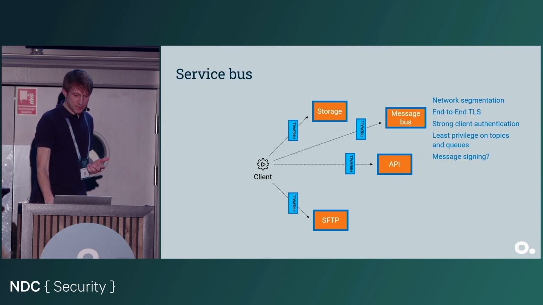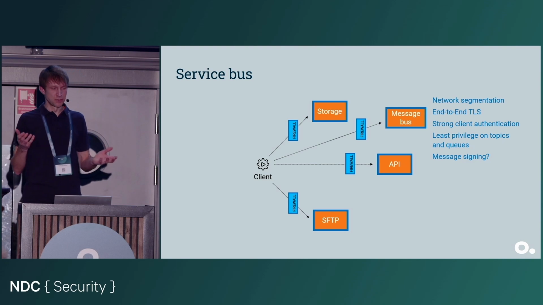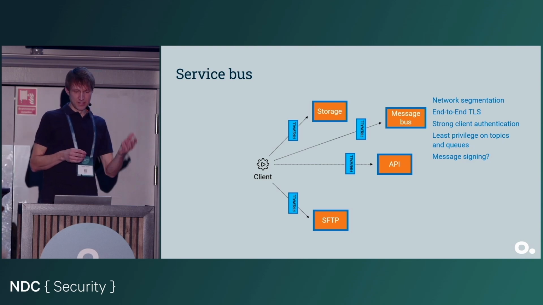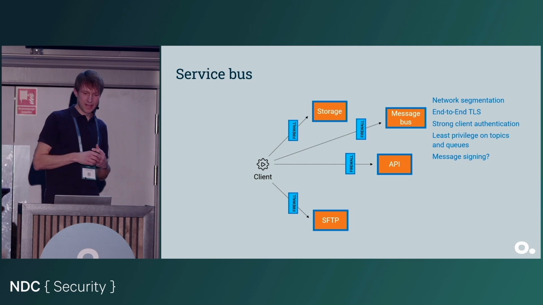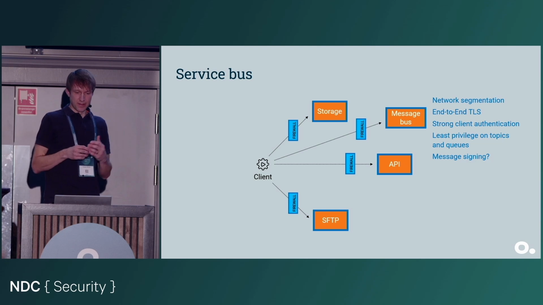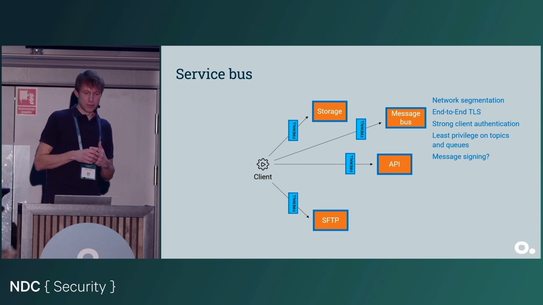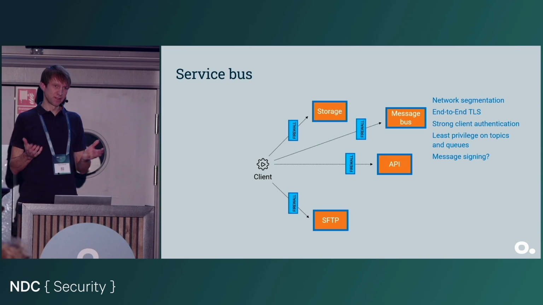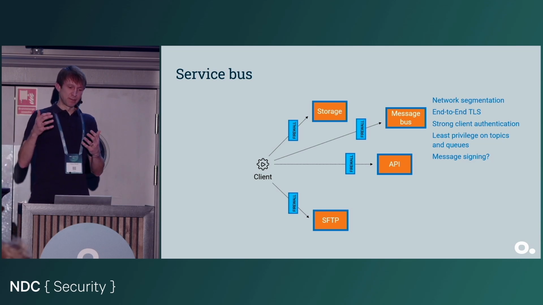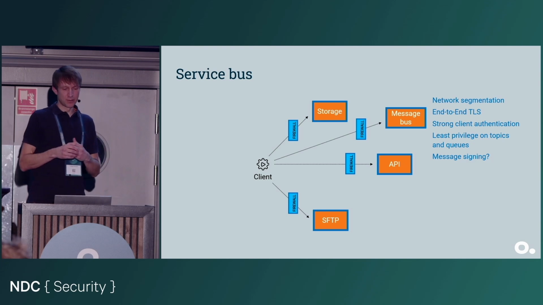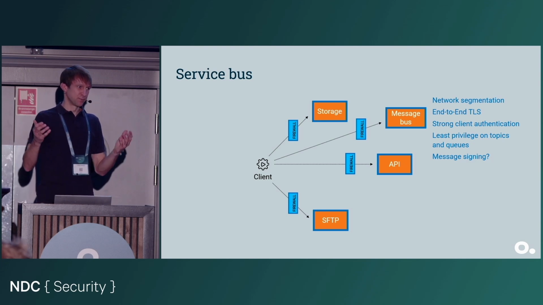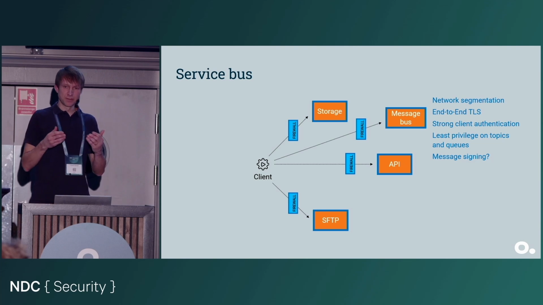And then we have the message bus, and we can do what we can there in the same way with the network segmentation. We have good transport layer security, and we try to do strong client authentication. Then we need to do least privilege configuration for the topics and queues in the same way as we had worked with scopes or FTP accounts or file access. And maybe we also need to consider message signing, because if there are a lot of people putting messages on the same queues and topics, how can we know which client put which message, right? So we might need to do some more work there.